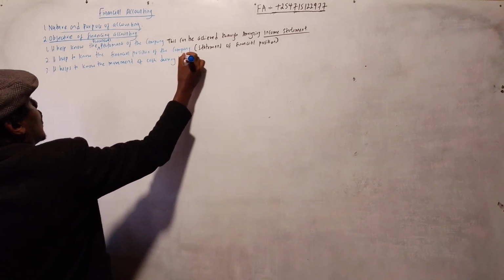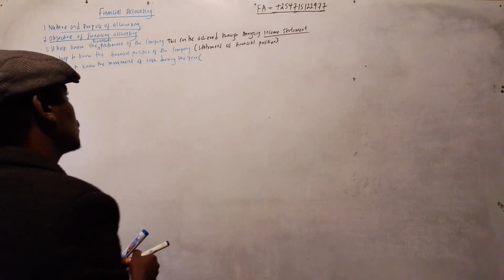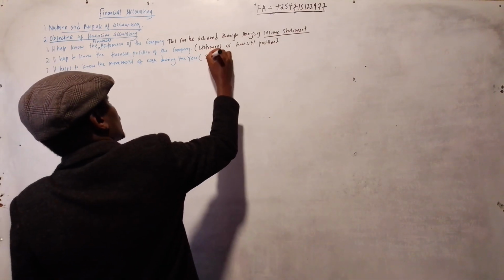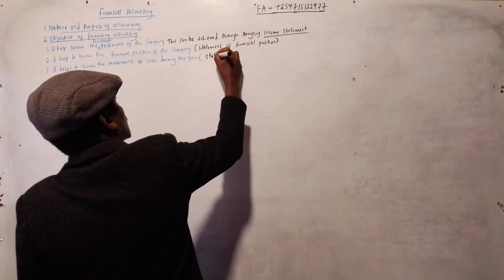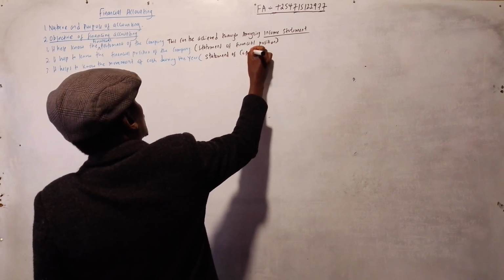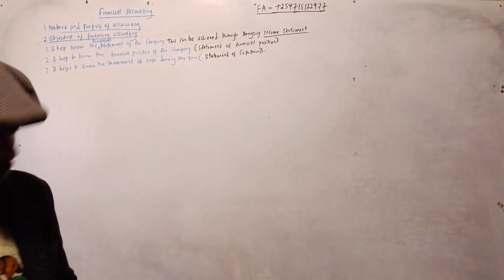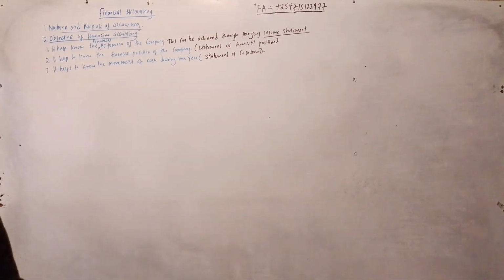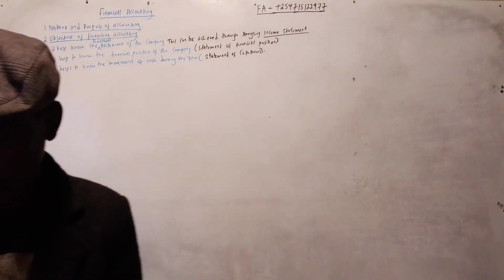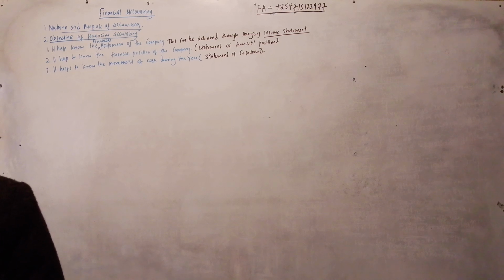How can you achieve this one? Let's do the statement of cash flow. This can be achieved through the statement of cash flows, or the cash flow statement. That is IAS 7, International Accounting Standard number 7.